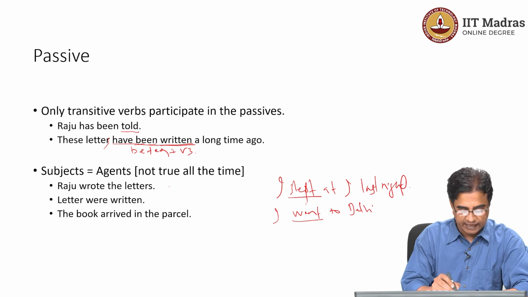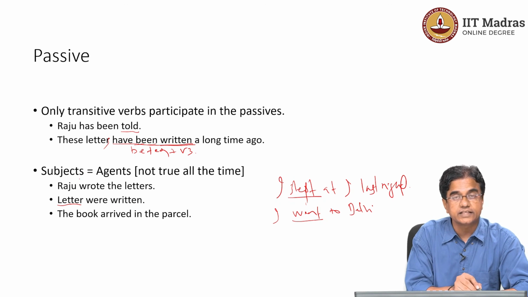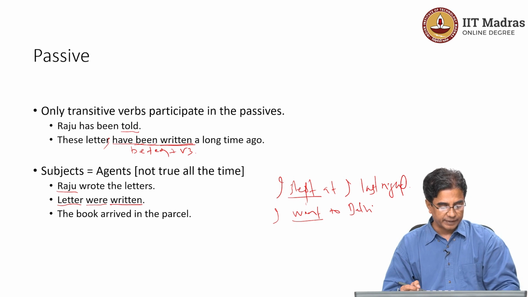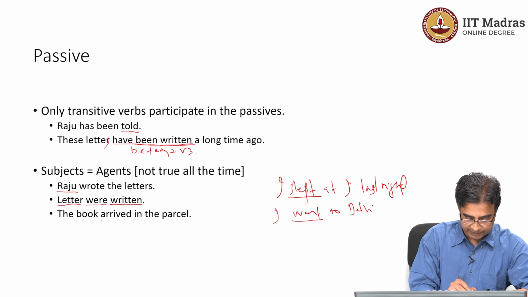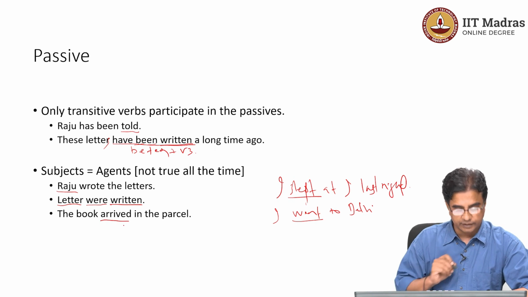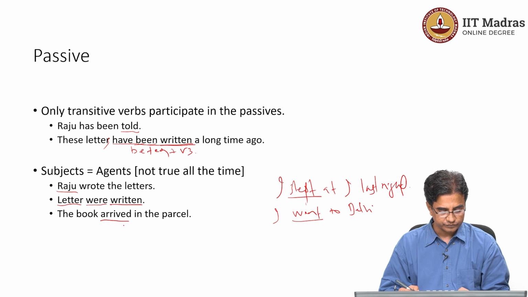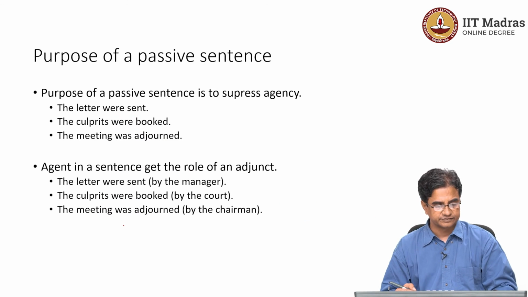Raju wrote the letters, active sentence. Letters were written. We bring the focus to the letters. Who wrote the letter is not important here in the passive sentence, and B plus EN plus V3 is important in passive. The books arrived in the parcel. The book arrived in the parcel. Look at this. Here, the V3 form. And then we get the passive construction with clarity.